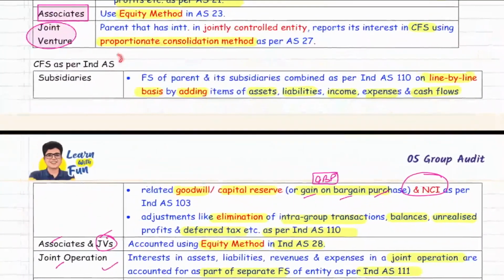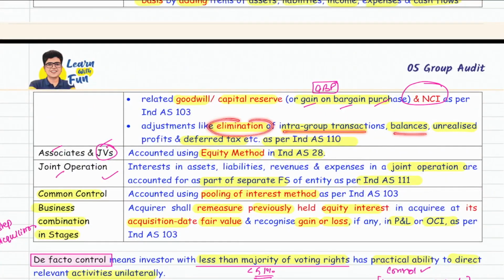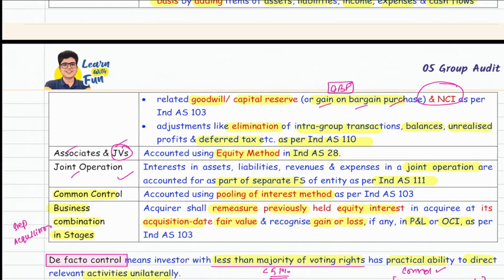Okay, sir. Similarly, as per Ind AS, again on a line-by-line basis, add the assets, liabilities, income, expense, cash flow. Here we compute the goodwill or capital reserve, also called GBP, gain on bargain purchase, and NCI, non-controlling interest. Eliminate the intragroup transaction balances and unrealized profits, and when you eliminate, it leads to deferred tax as per Ind AS 110. Similarly, for associates and joint venture, use the equity method as per Ind AS 28. For joint operation, you need to prepare the separate financial statement and just include your share of the joint operation as per Ind AS 111.